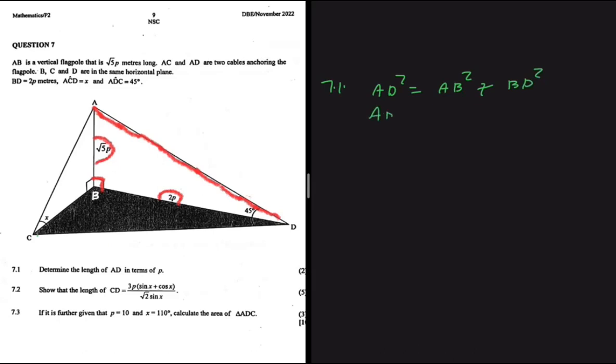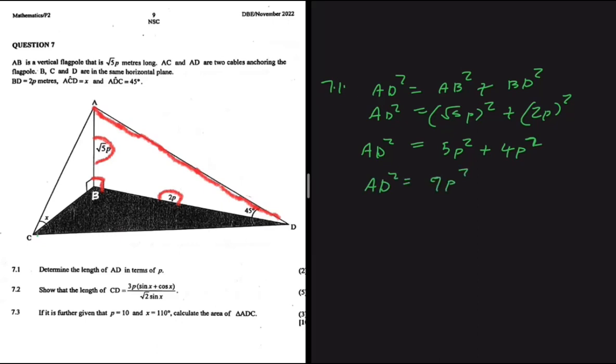So we're going to have AD squared being equal to, what is AB? AB is square root of 5 multiplied by P, squared, plus BD squared. What is BD? That is 2P, and then we square that. So AD squared will be equal to 5P squared plus 4P squared. Now it's easy to see that AD squared is equal to 9P squared. If you take square root on both sides, you're going to get AD is equal to 3P. And just like that, we're done with that question.